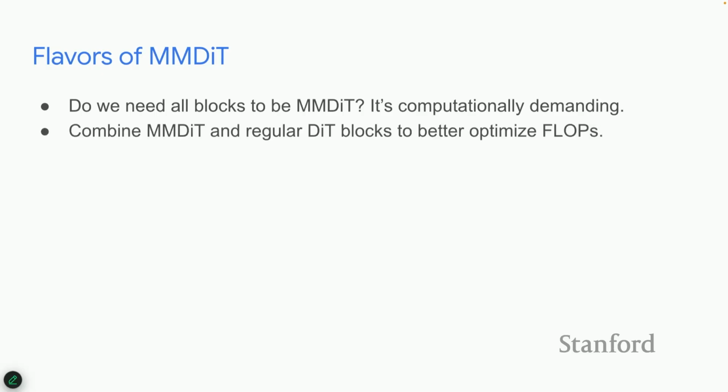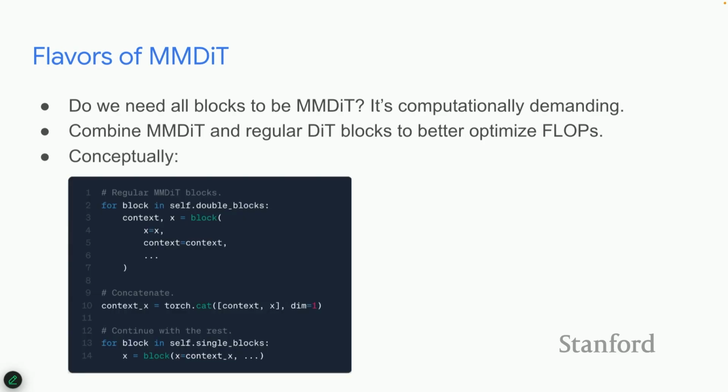So maybe we could combine MMDiT blocks and regular DiT blocks to better utilize the flops. Conceptually, this becomes this. You have some number of MMDiT blocks, you concatenate the final representation, and then you operate on the concatenated space and basically do vanilla DiT. You do not do MMDiT, and you end up utilizing the flops a little better. And that's exactly what recent models like Flux from Black Forest Labs do.